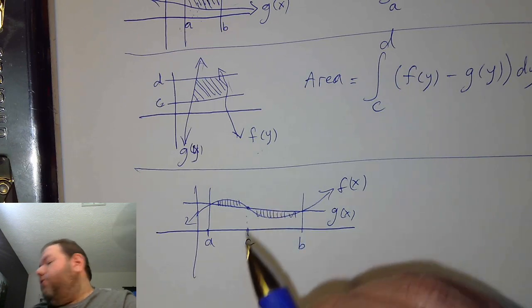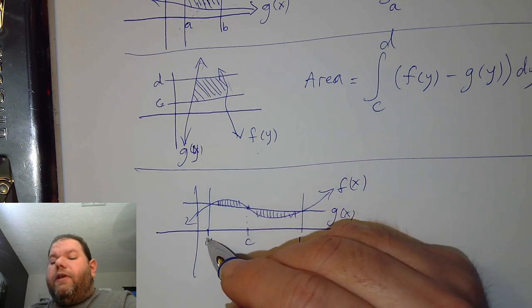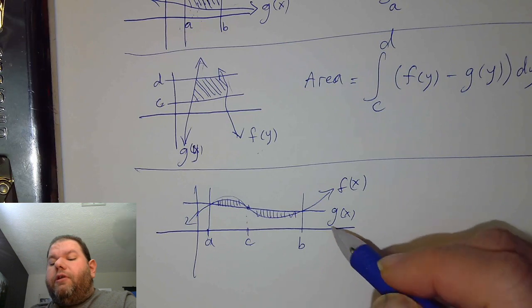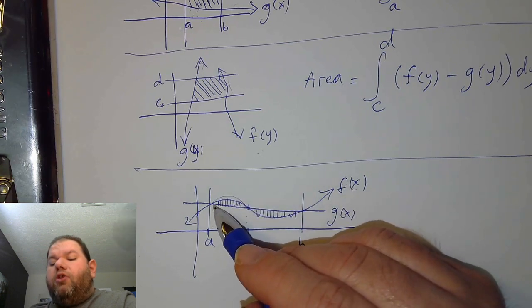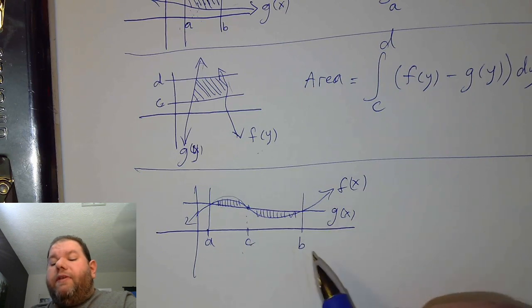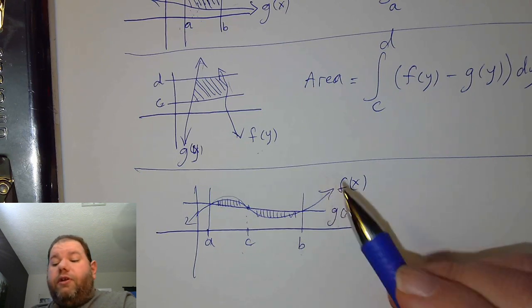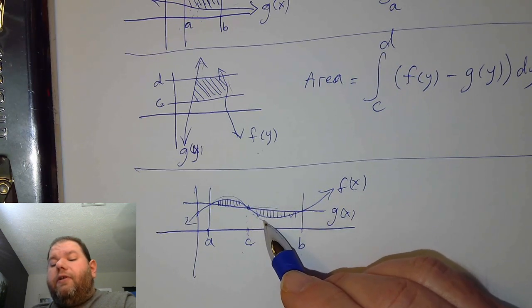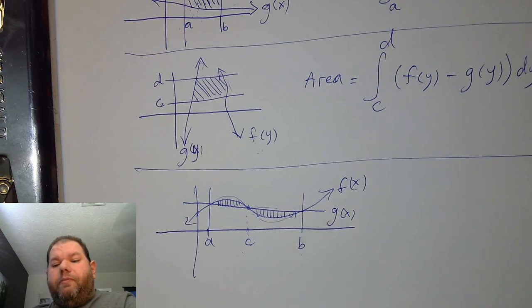So what we're saying is between the points a and c, the curve that forms the upper boundary is actually f of x, and g of x forms the lower boundary. But between c and b, they've switched, and now g of x is our upper boundary, and f of x is the lower boundary. So in this situation where they cross at some point between the endpoints, we'll call that point c just for convenience sake.